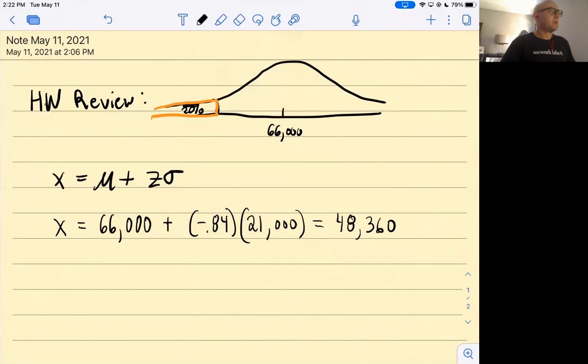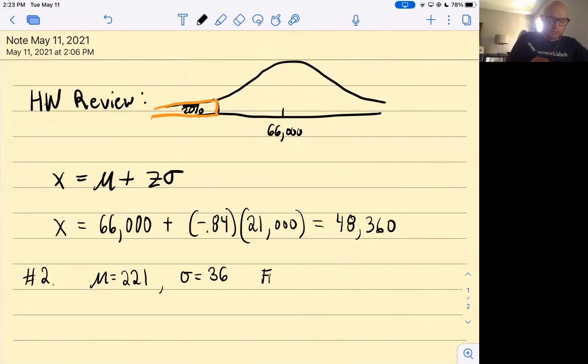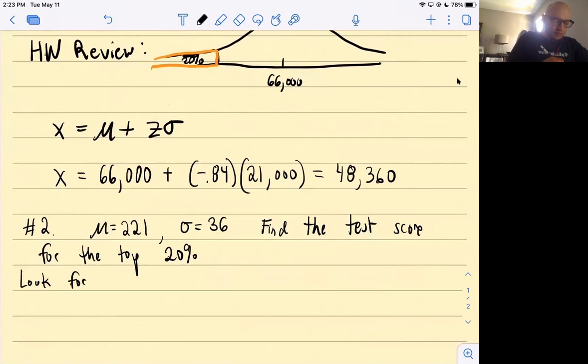All right. So this is number 2. In that same section, we know that mu is equal to 221 and sigma is equal to 36. We want to find the test score for the top 20%. So I'm going to go to ztable.com and look up the z-score that gives probability that Z is greater than z equals 0.8. That would mean that I'm in the top 20%.